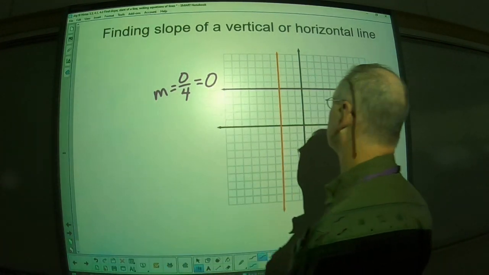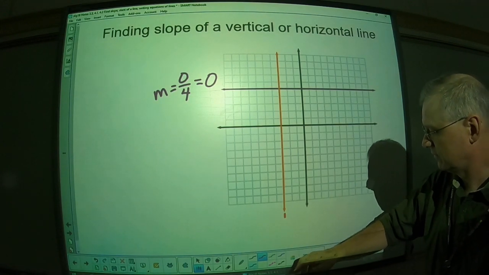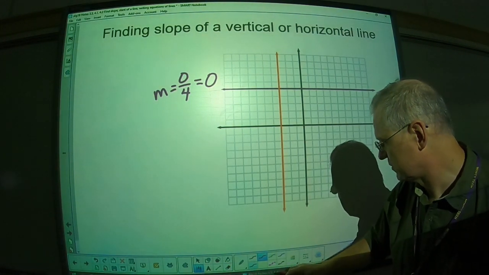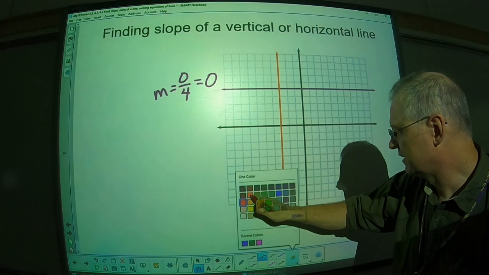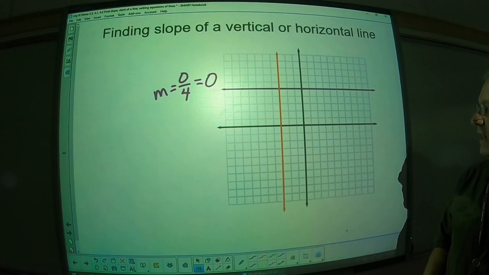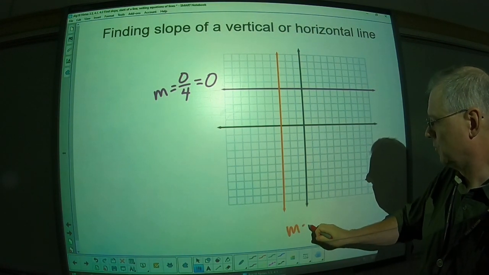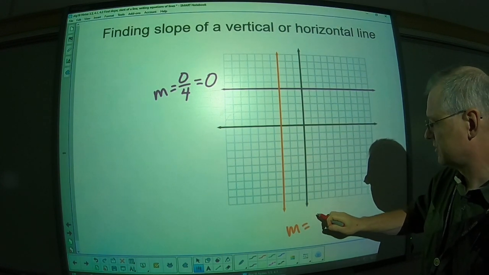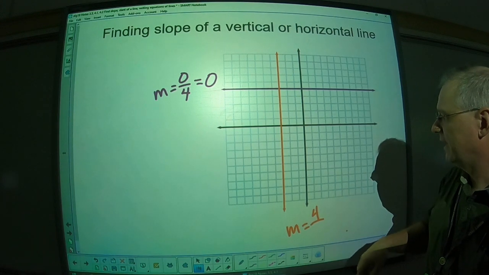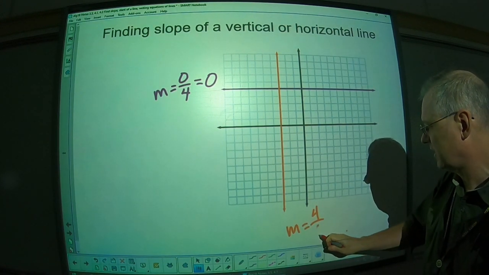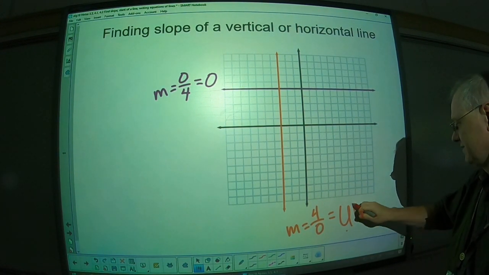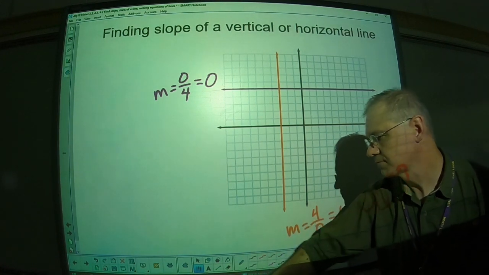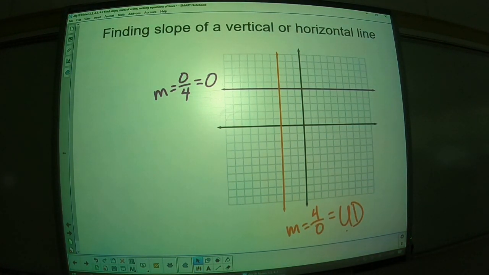For a vertical line, is that red? No, it's not, it's orange. Let's get orange out. For a vertical line, the slope, the y value changes, so let's just call it 4, and the x value doesn't change, so it's undefined. That's how you work with finding the slope of vertical or horizontal lines.